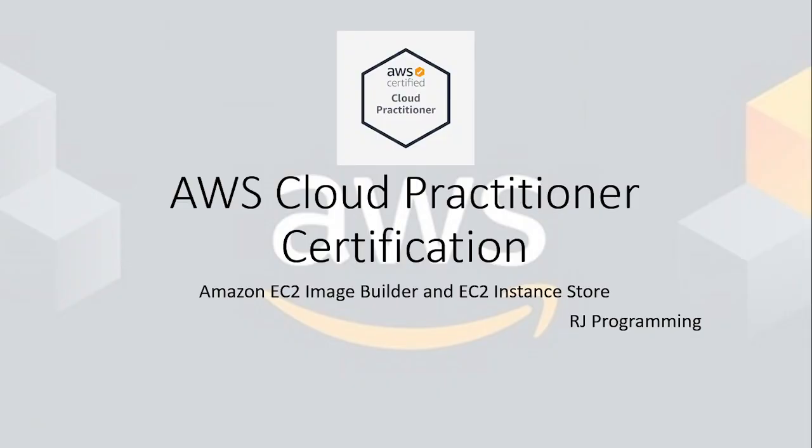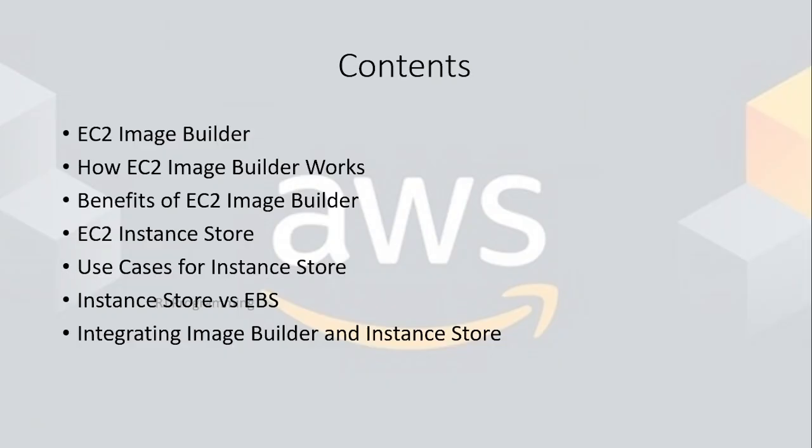I covered AMIs in my last video. If you haven't seen it, you can go ahead and check that out. On the other hand, EC2 Instance Store is a form of ephemeral storage. By the end of this presentation, you'll understand how these two features complement each other. One focuses on image automation and the other on fast temporary storage. So these are the contents of this video, and let's get on with it.